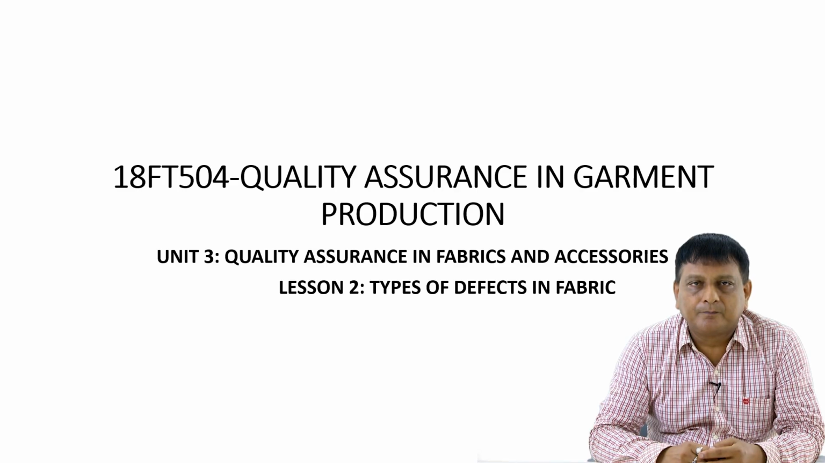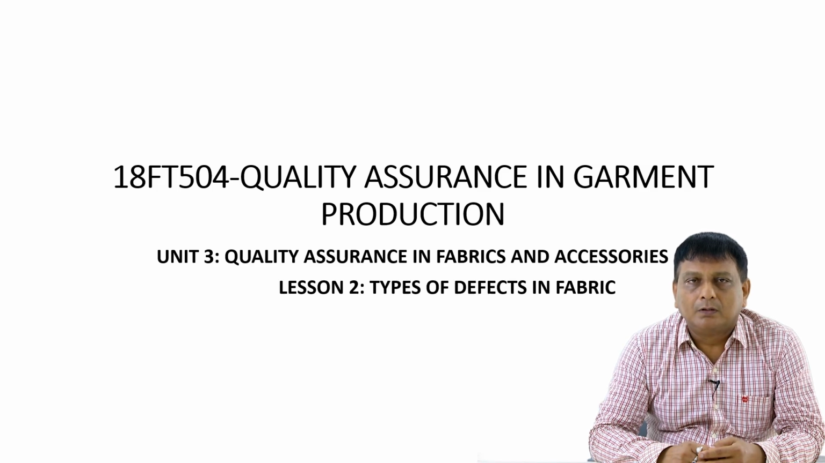In the last class, we discussed the specification sheet and how important it is for us. In that, we have seen the different elements of the specification sheet and how the buyer gives orders to different factories throughout the world by means of pictorial representations of their requirements in the specification sheet. Now today we will cover one important topic called types of defects in fabric.